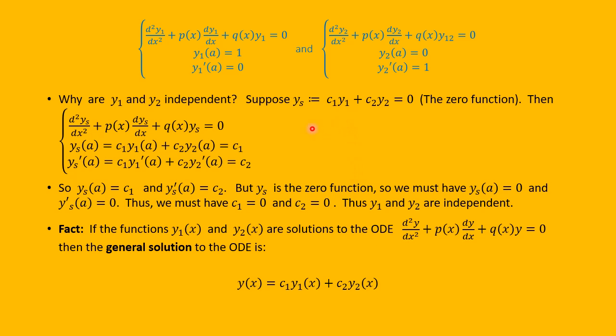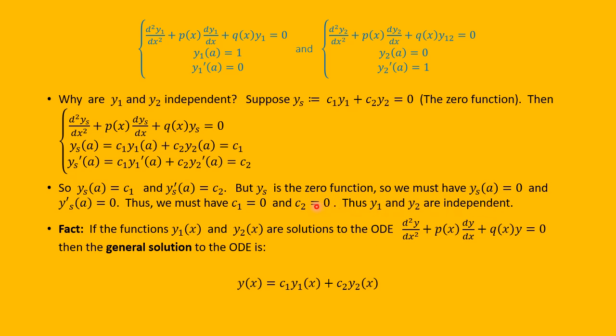So by assuming that this linear combination of y1 and y2 was 0, we just ended up showing that those constants c1 and c2 both had to be 0. And that tells us that y sub 1 and y sub 2 are independent.